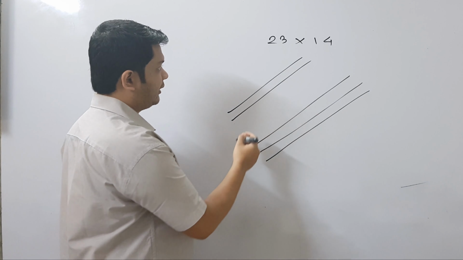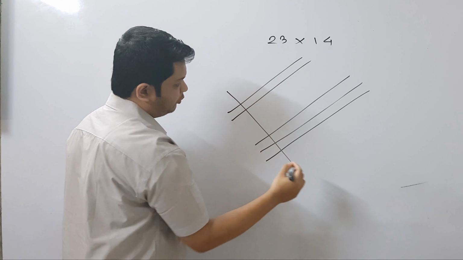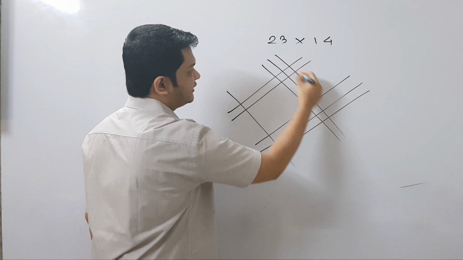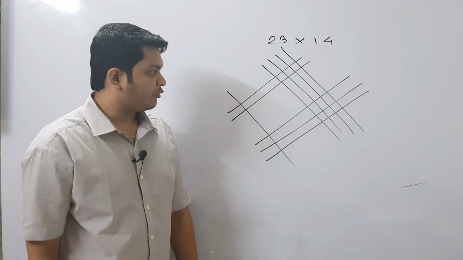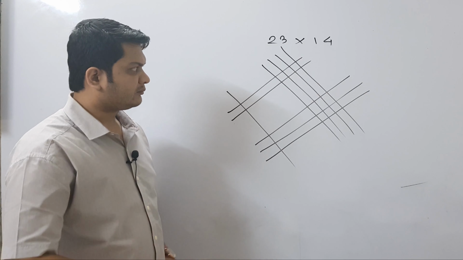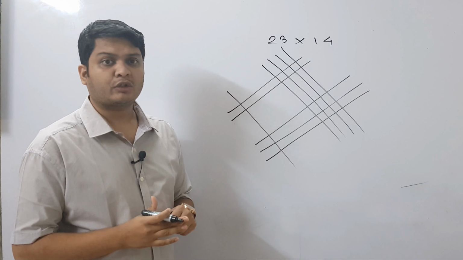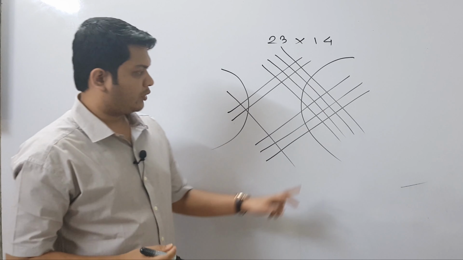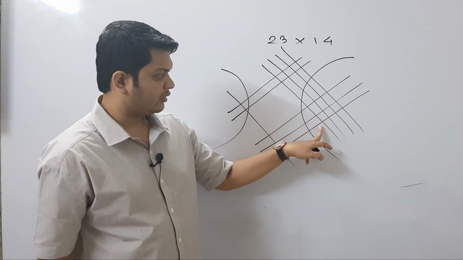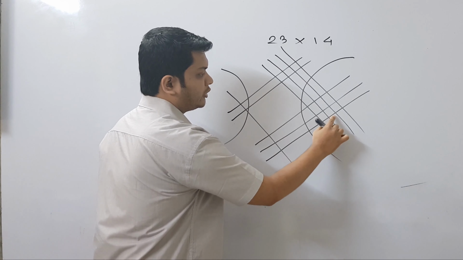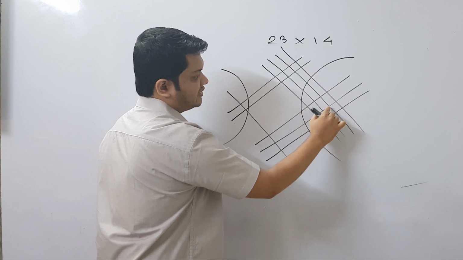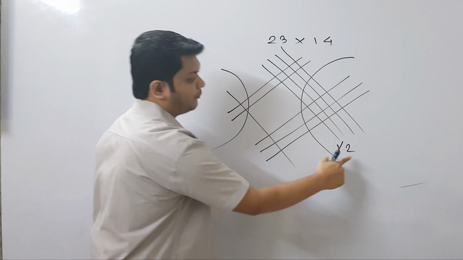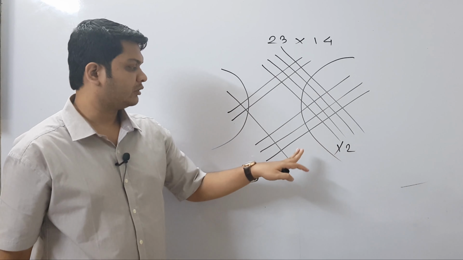Now coming to 14. For 1, we give one straight line here, and for 4, we will draw 4 straight lines here. So you see, we are done with the first part. Now here comes the part of carry. Okay, so I will explain what it means. At first count the number of intersecting points here. So 1, 2, 3, 4, in this way 5, 6, 7, 8, 9, 10, 11, 12. So we have 12, but we will write only 2 here, and this 1 will carry out to this place.